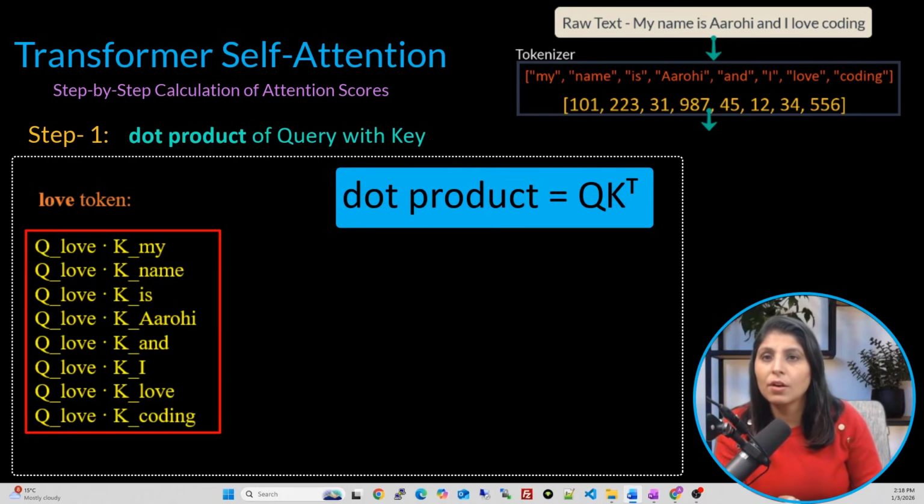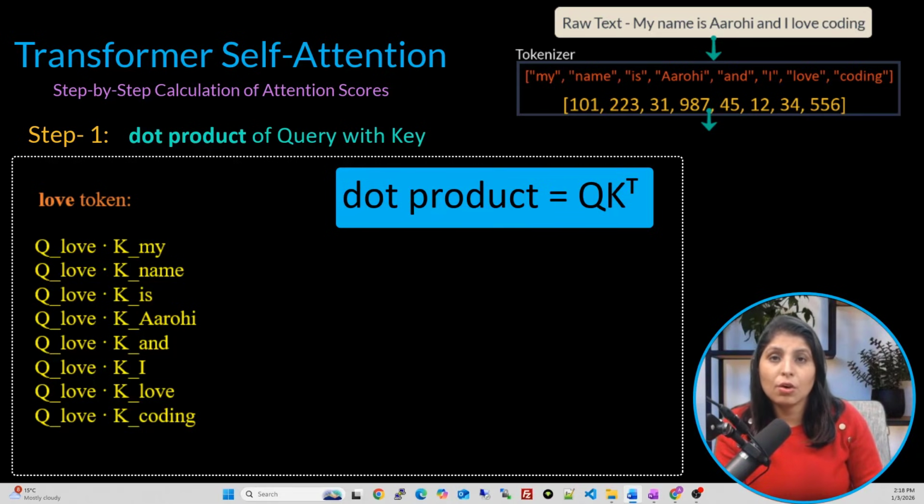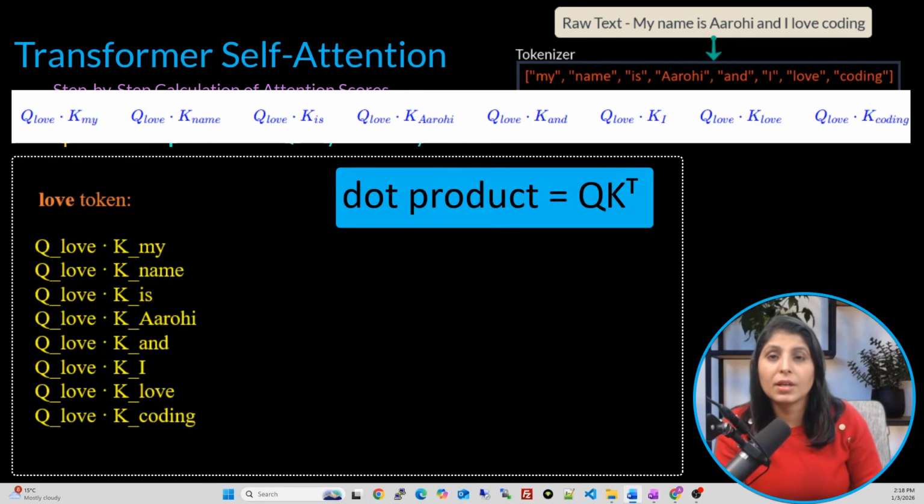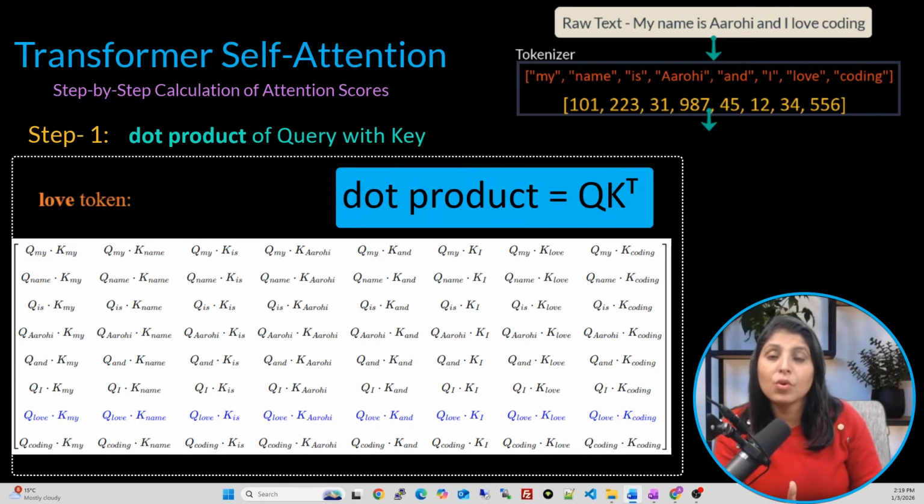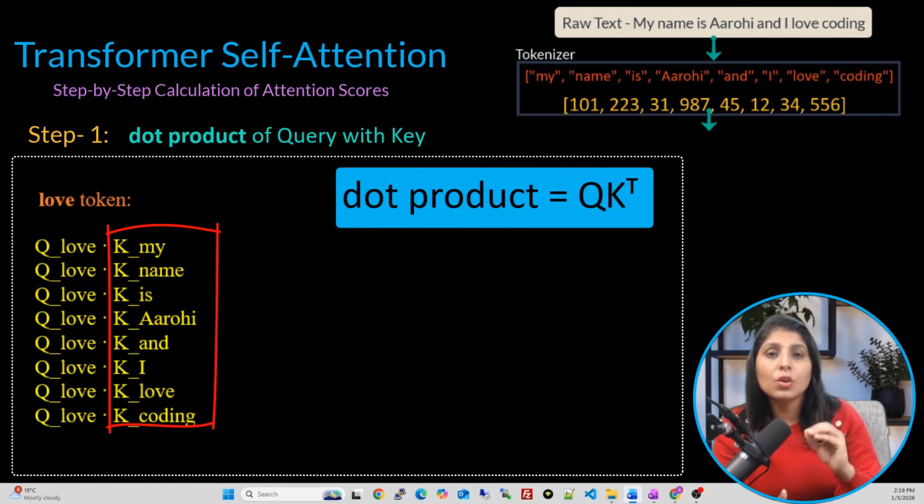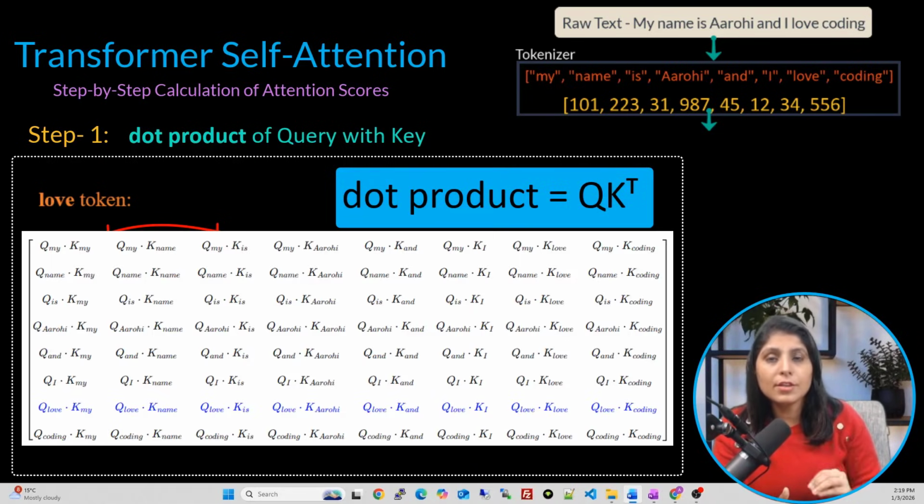You can see here, the query of the love token is getting multiplied by the key of the my token. The query of the love token is then multiplied by the key of the name token. Then it is multiplied by the key of the is token, Aarohi, and I love coding. So the keys of all the tokens are getting multiplied by the query of the love token. In the same way, you will perform this step for all the tokens. Right now, I'm just showing you for one token, the token love. You will multiply the query of each token with the keys of all the tokens.